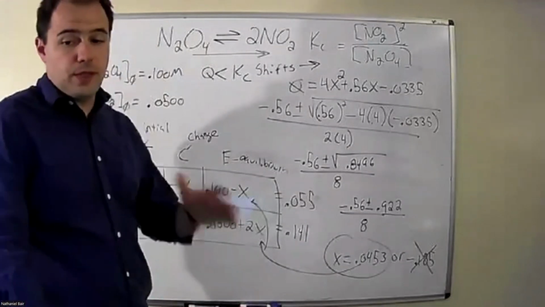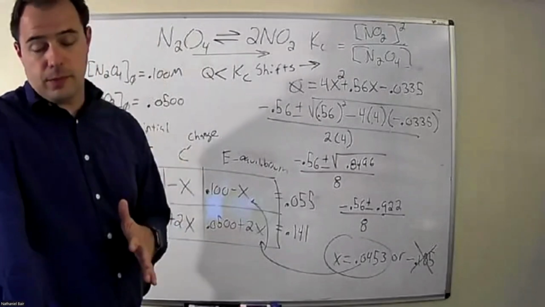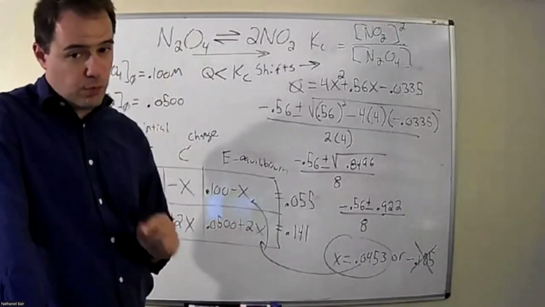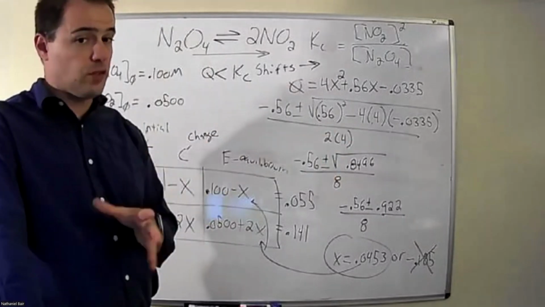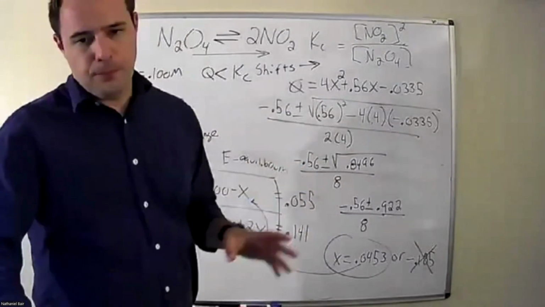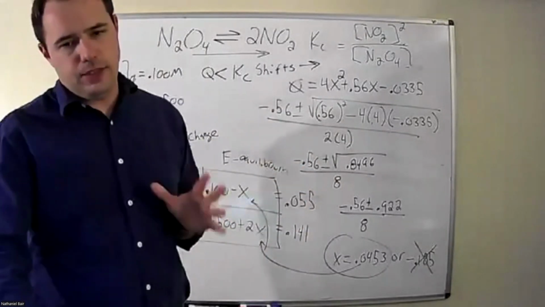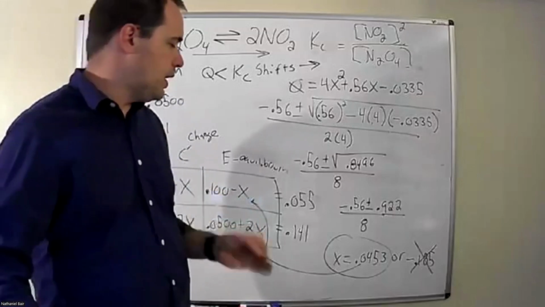Now, we can sometimes take a shortcut. You actually could not take the shortcut in this problem, but you can sometimes take a shortcut. It's going to make the problem slightly smaller where you can avoid the quadratic formula. I'll teach you that after the break. It's going to be called the x small assumption. But when you do all this work, I highly suggest that you check your answer at the end. So I would not be done yet.